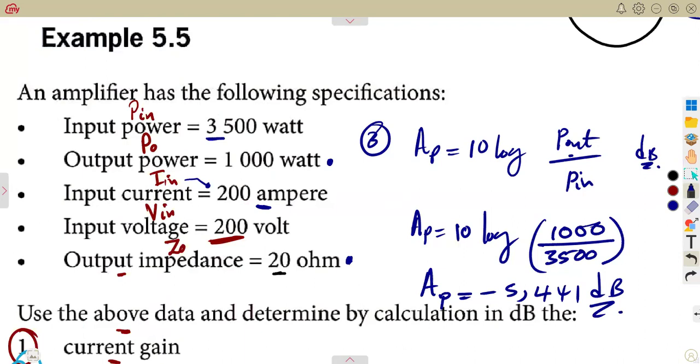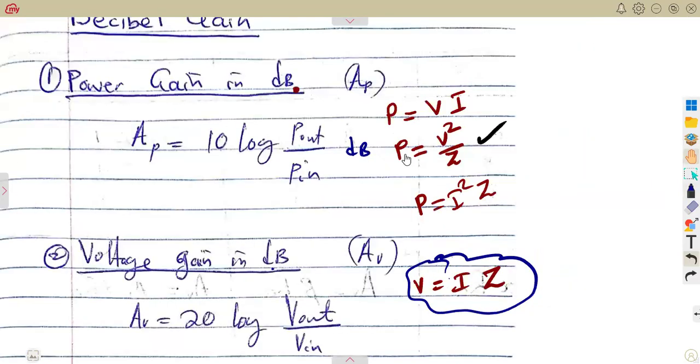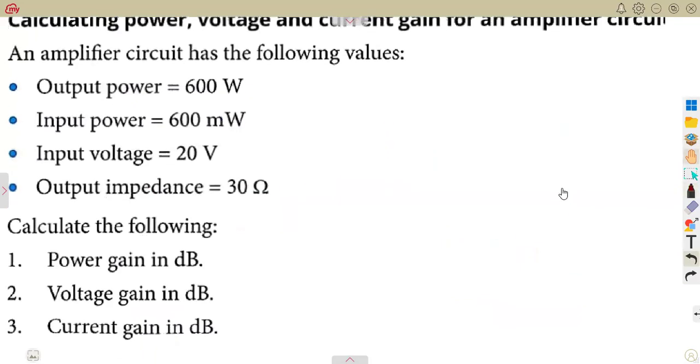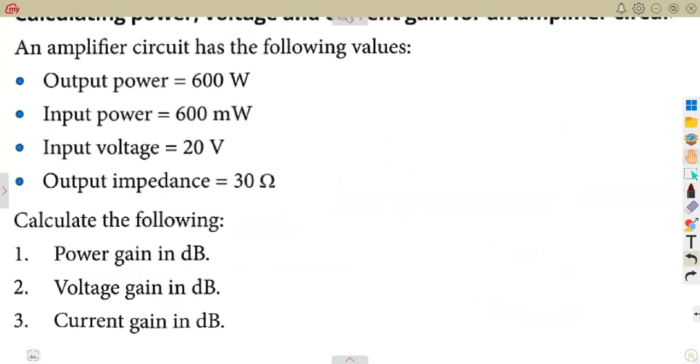Just like that. So this is what you actually need to work on: revise your formulas to see which formula is the best to apply in your calculations. All right. There's also another question which is to be considered. An amplifier circuit has got the following values.